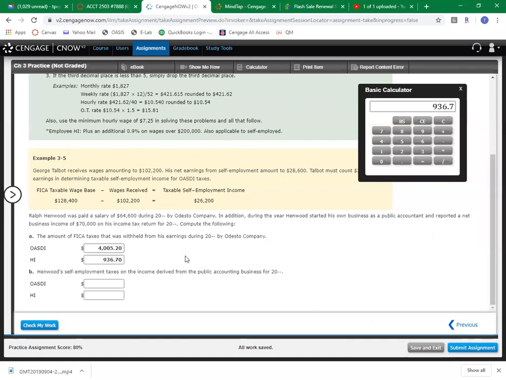So any earnings he makes beyond $128,400 are not taxed by OASDI. So we have to consider what is his taxable income. Well, if I add both of the incomes together, 64,600 plus 70,000, his total wages this year were $134,600. Well, that exceeds the $128,400. So I would need to calculate how much is taxable. We've already taxed him on the 64,600, so I can take that out, which obviously gets us back to the 70.